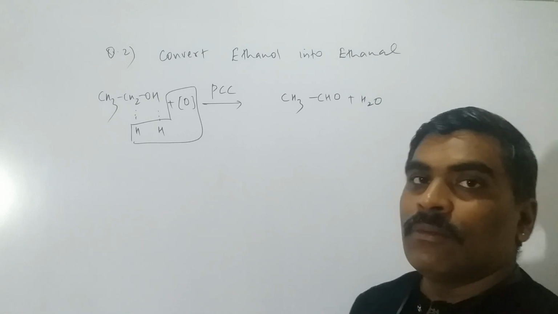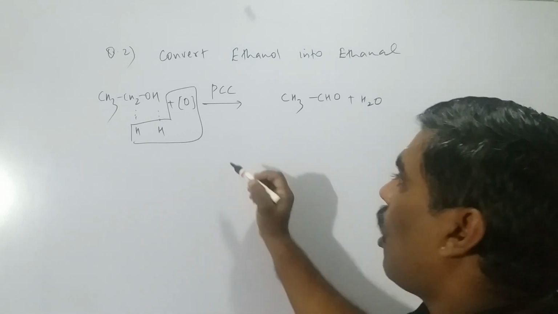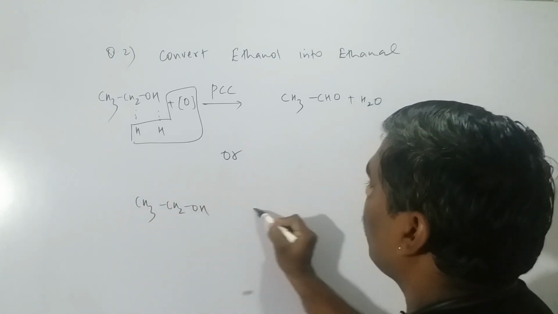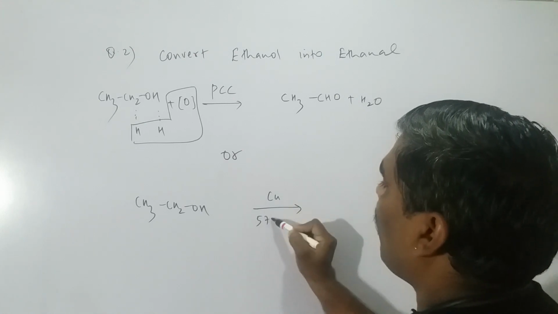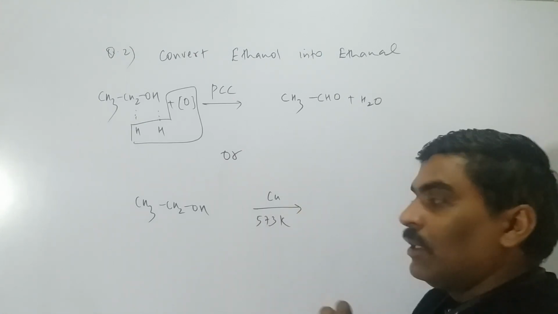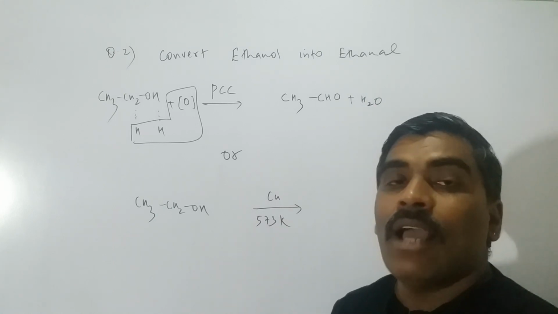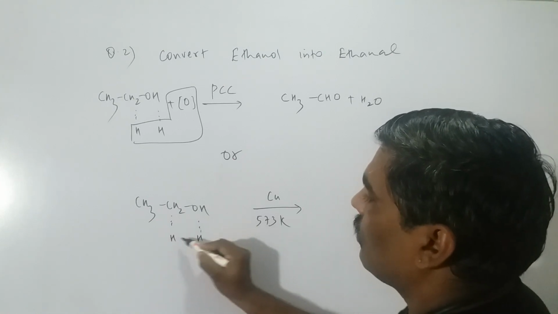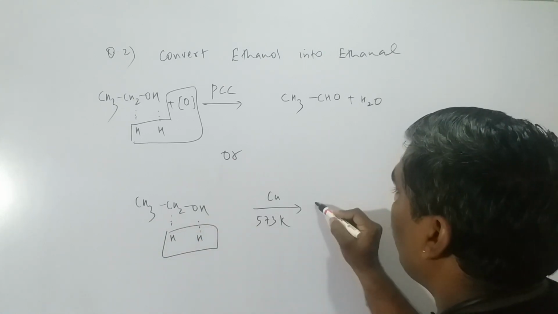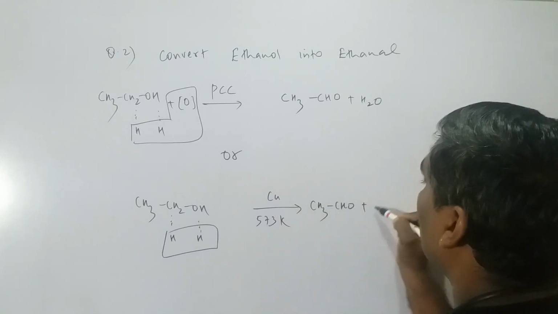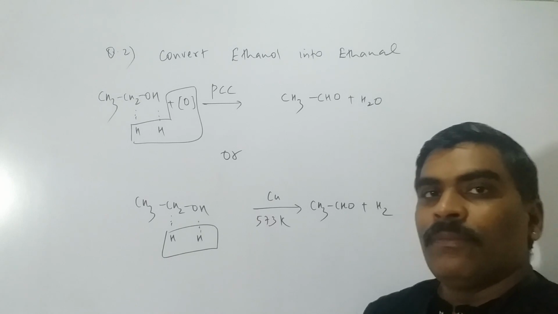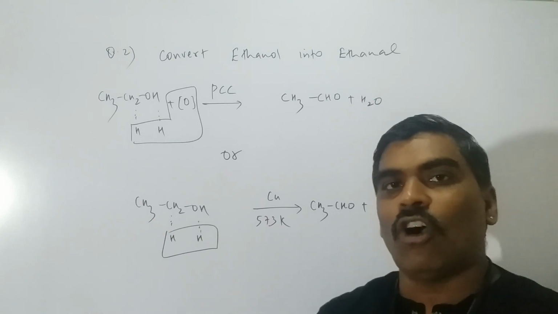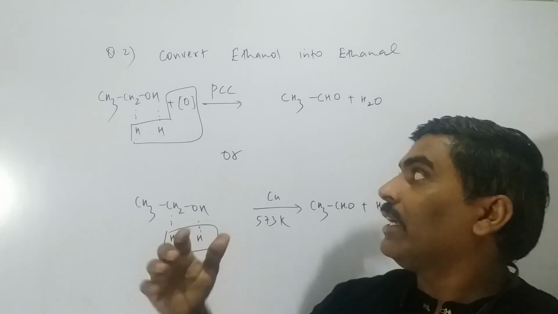But for this question, one more answer is there. Ethanol, when heated with copper at 573 Kelvin, this reaction is known as dehydrogenation, because in this reaction hydrogen comes out and we get ethanal plus hydrogen. So for this question we have 2 answers, with PCC and with copper. Now we'll take another question.